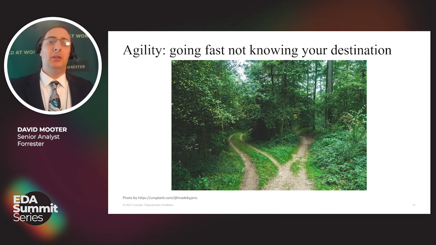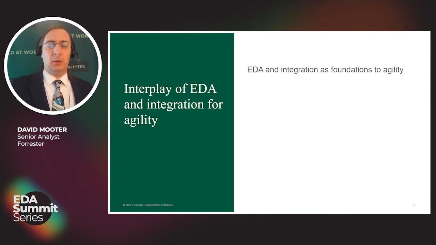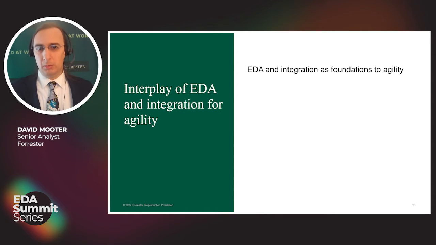And agility is what drives most of architecture. I would probably argue all of architecture is about agility. And integration is a key part of achieving agility. And within integration, event-driven architecture is a key component of that. So let's dig into some of the integration patterns that involve event-driven architecture and how those improve your agility. So the interplay of EDA and integration for agility, one is that they are foundations to agility. When I say integration, maybe think like iPaaS or integration platforms, orchestration tools. They are foundations to agility, among some others. I'll talk more about that.